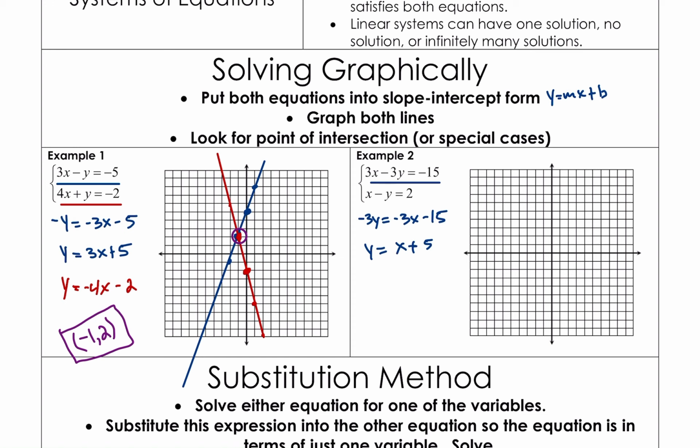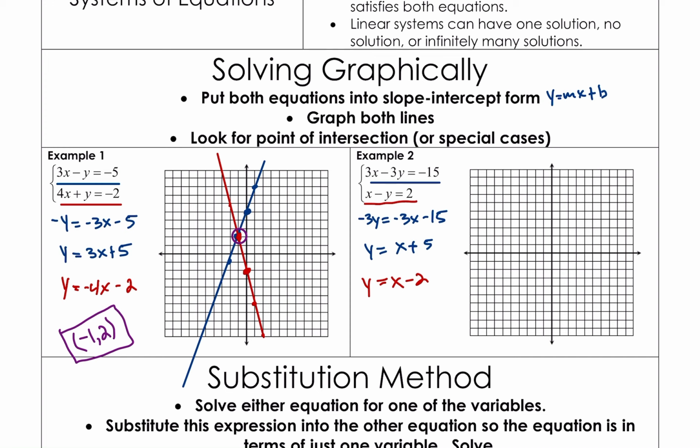Then for the second equation, I'm just going to subtract that x on both sides and then divide everything by negative. So we'll end up with, let me do this in red, y is equal to x minus 2. There's those two equations written in slope-intercept form.